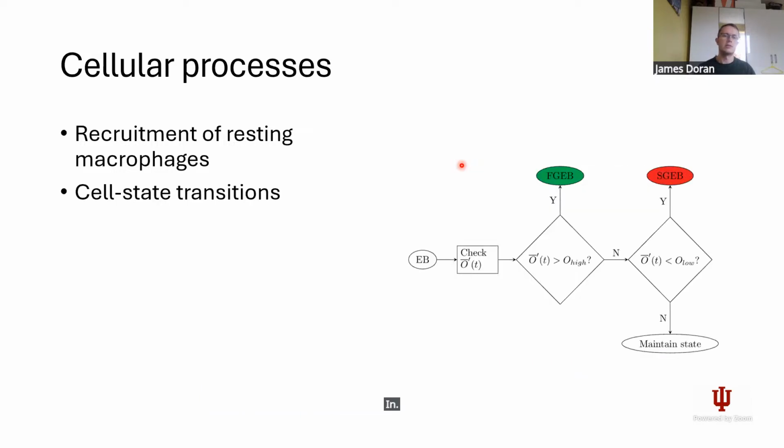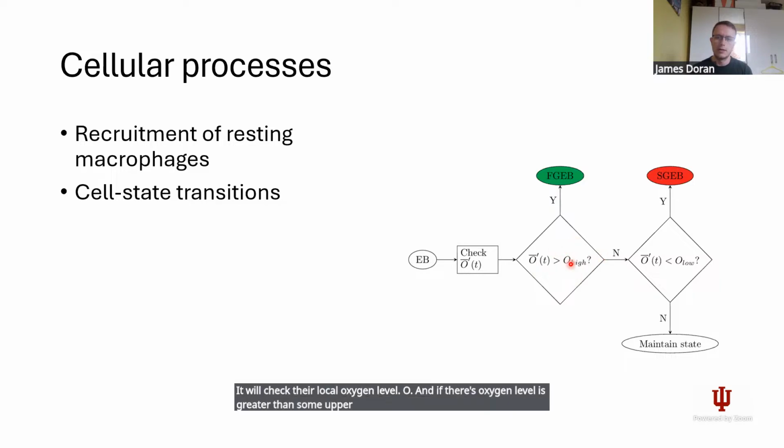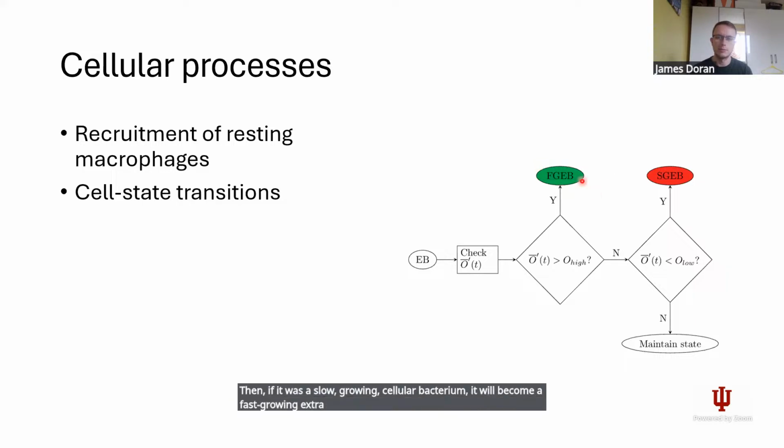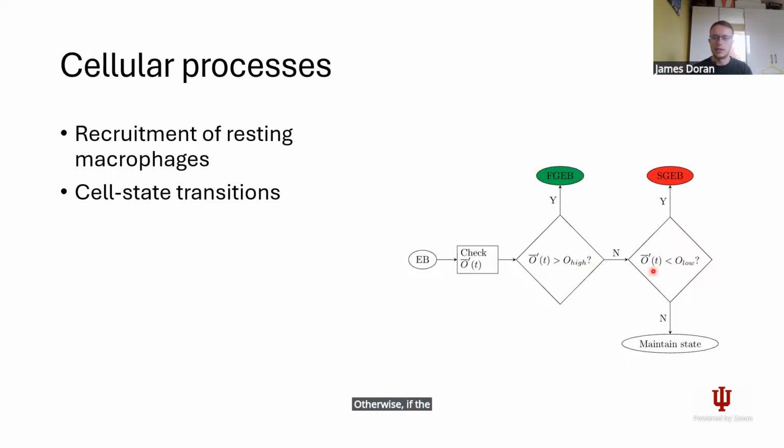In addition, our cells can change state in any given Monte Carlo step. So for an extracellular bacterium EB, it will check the local oxygen level O. And if this oxygen level is greater than some upper threshold O high, then if it was a slow-growing extracellular bacterium, it will become a fast-growing extracellular bacterium. Otherwise, if the oxygen is below some lower boundary O low, then if it was a fast-growing extracellular bacterium, it becomes a slow-growing extracellular bacterium. And if neither of these is true, whatever state it was in before, it will maintain in this current Monte Carlo step.